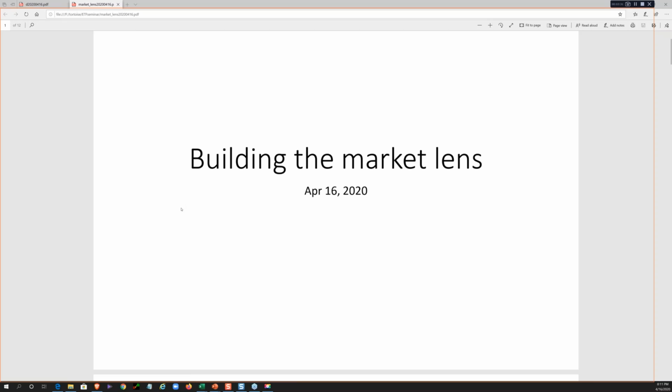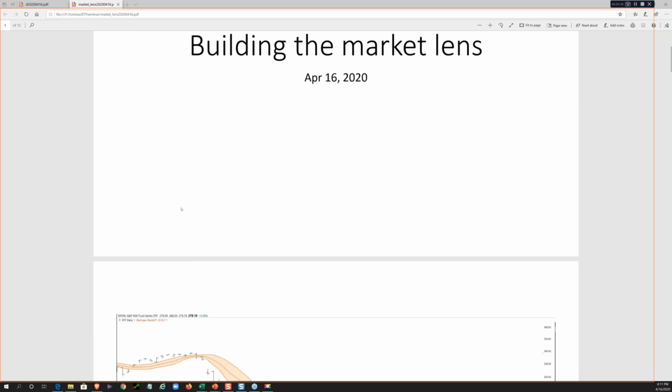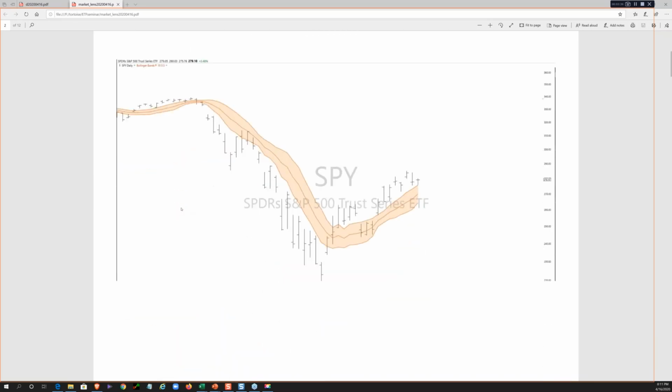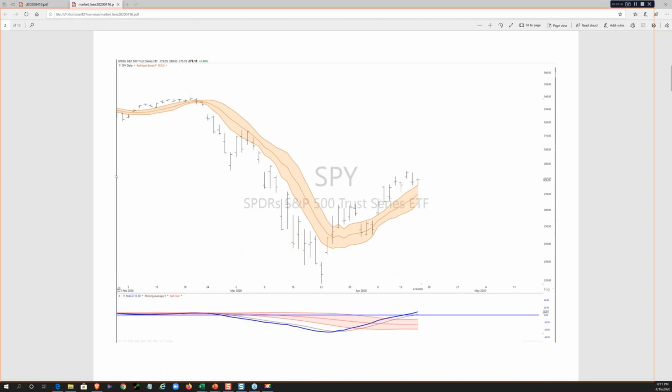So I just call this Building the Market Lens, and we're going to use April 16th, 2020 as our vehicle. So I'm just starting here with bar charts on the S&P on daily charts that go back to the beginning of February, and through that quiet grinding upward move until about the 24th of February.